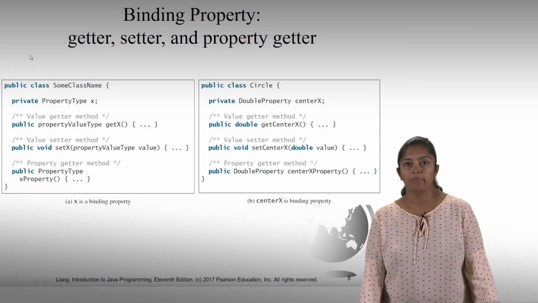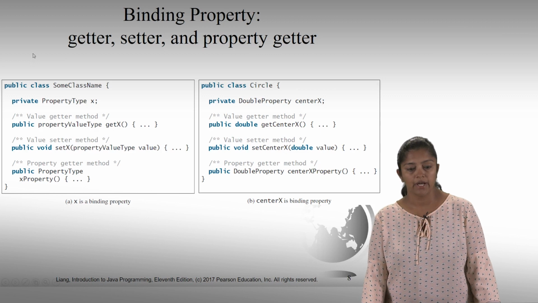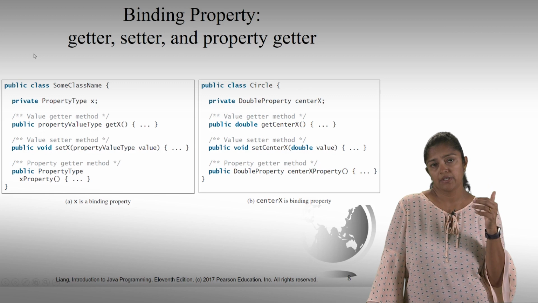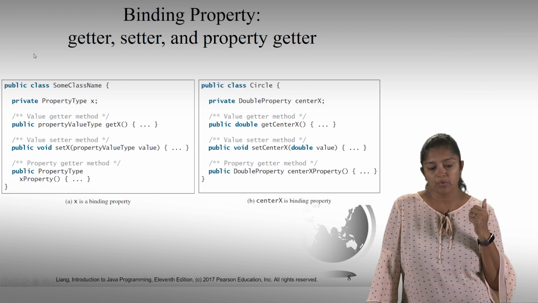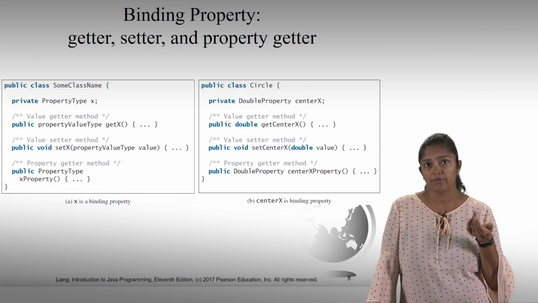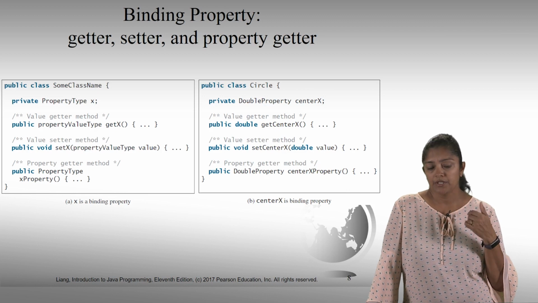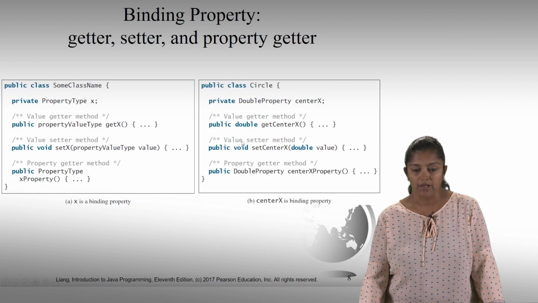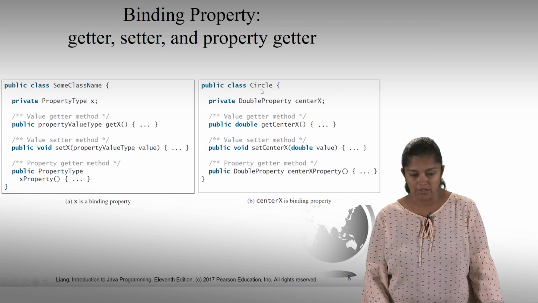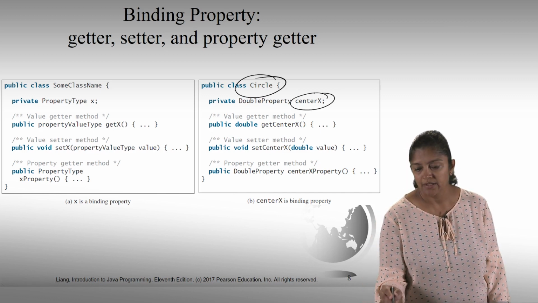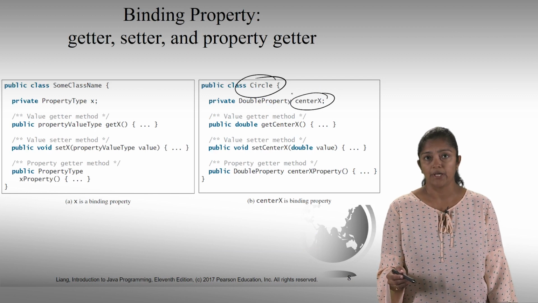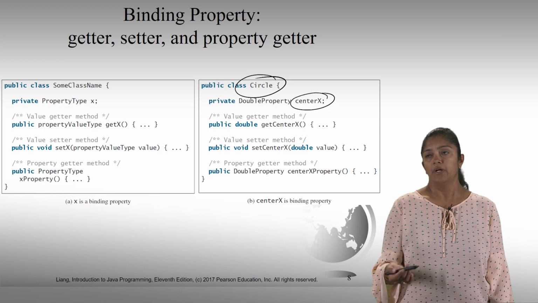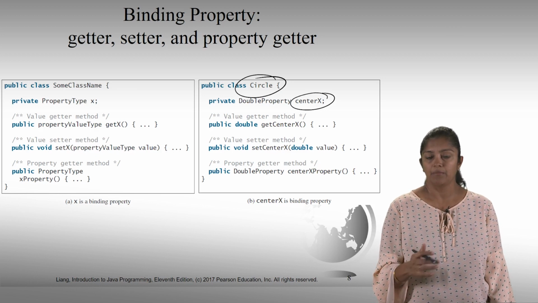So here is how binding properties work in Java 8. In addition to your getters and setters, we have different kinds of properties, and typically we provide a get method and a set method for those properties. In addition to that, if it's a binding property, then there is a property getter as well. For example, in the circle class we have center X and center Y, and those are properties. Instead of just using a regular int or a double, we're going to use binding properties for them.